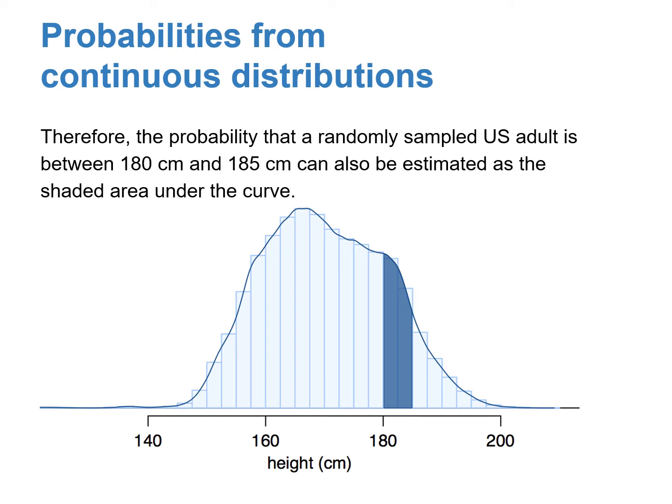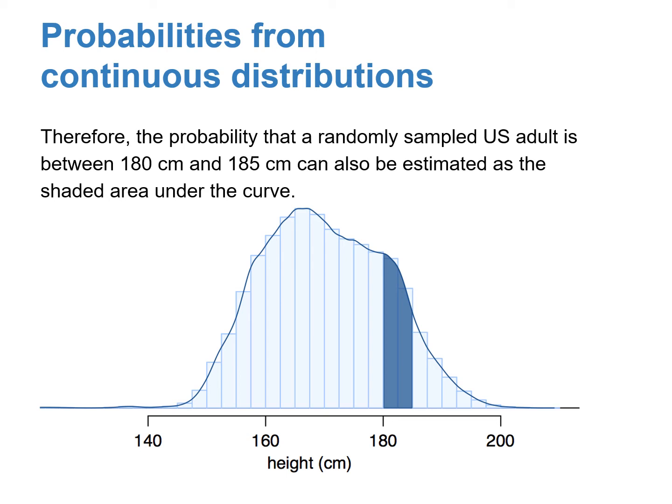So in the situation of our heights between 180 and 185, we can estimate the probability that a randomly sampled US adult is between 180 centimeters and 185 centimeters tall by finding the area under this density curve between 180 and 185. And this is how we calculate probabilities for continuous random variables. We find the probability that an individual is within a particular range of values by finding the area under the curve between the two values.